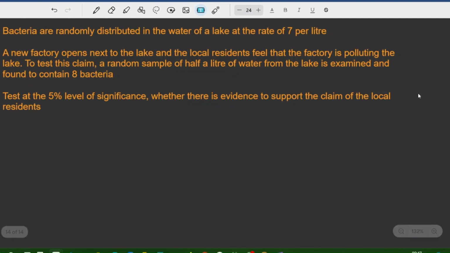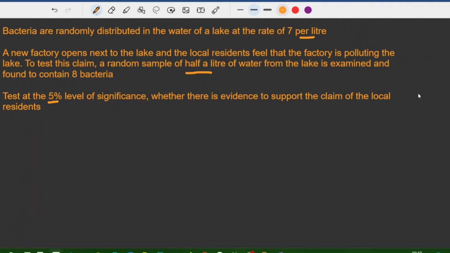Bacteria are randomly distributed in the water of a lake at a rate of 7 per litre. A new factory opens next to the lake, and the local residents feel that the factory is polluting the lake. To test this claim, a random sample of half a litre (be careful, because this says per litre and this is half a litre) of water from the lake is examined and found to contain 8 bacteria. Test at 5% level of significance whether there is evidence to support the claim of the local residents.